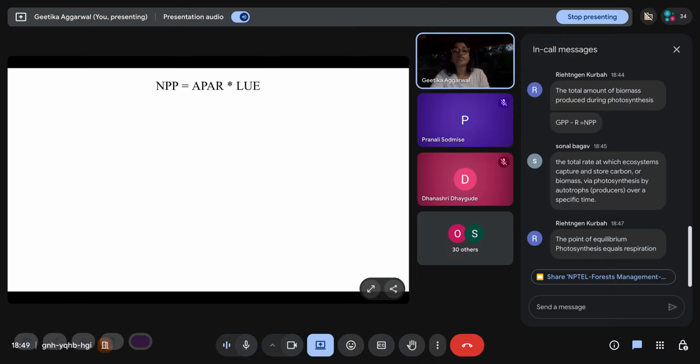Okay, then according to this formula, NPP is equal to APAR into LUE. Can anybody tell me what is APAR and what is LUE? What are these two random terms that have been thrown on the screen? What is APAR and what is LUE?